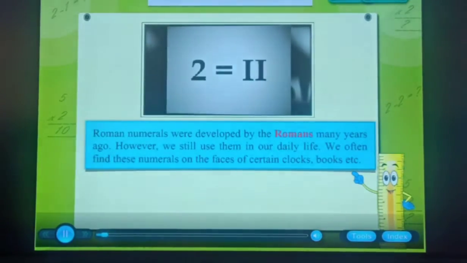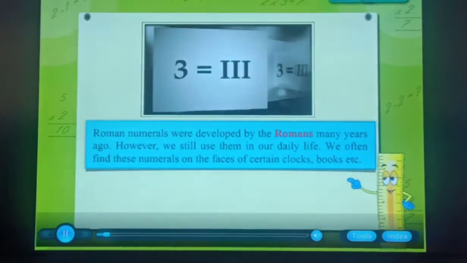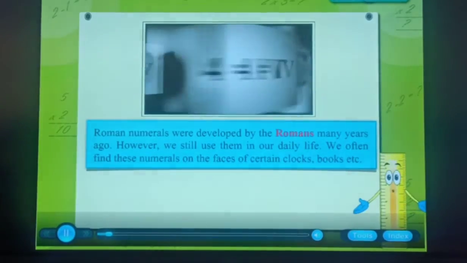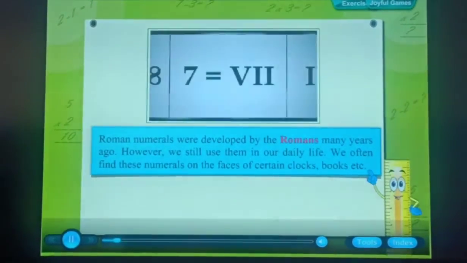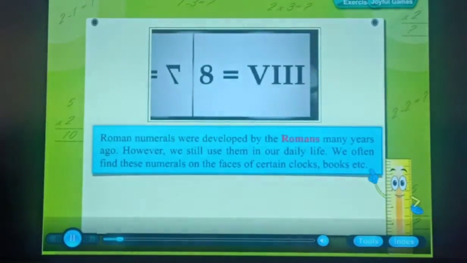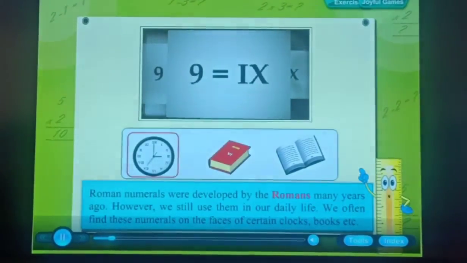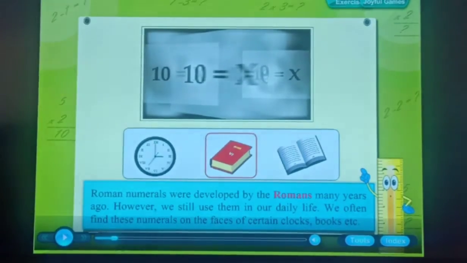Roman numerals were developed by the Romans many years ago. However, we still use them in our daily life. We often find these numerals on the faces of certain clocks, timepieces.